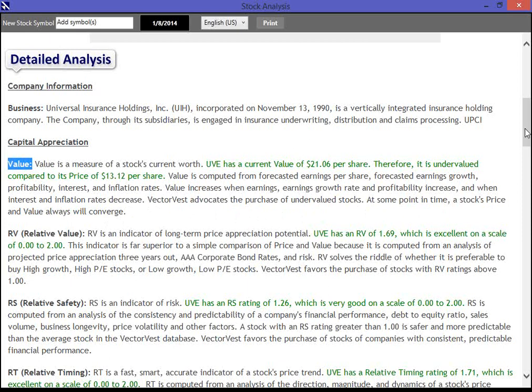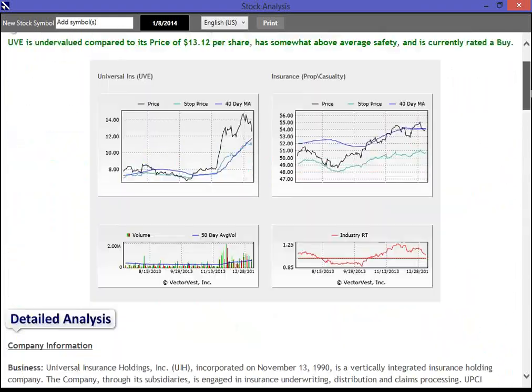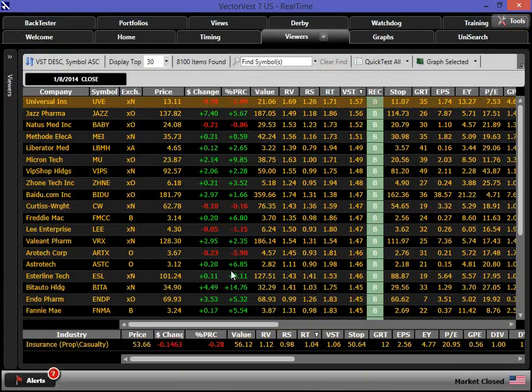And so we have that kind of glossary, if you will, in the stock analysis report. I would encourage you to go and just print one out, leave it on your desktop as you get used to the VectorVest indicators and our analysis. Closing that out, though, we come back here and we see that in the VectorVest system, we valued Universal at $21.06. Currently, it's priced at $13.11.